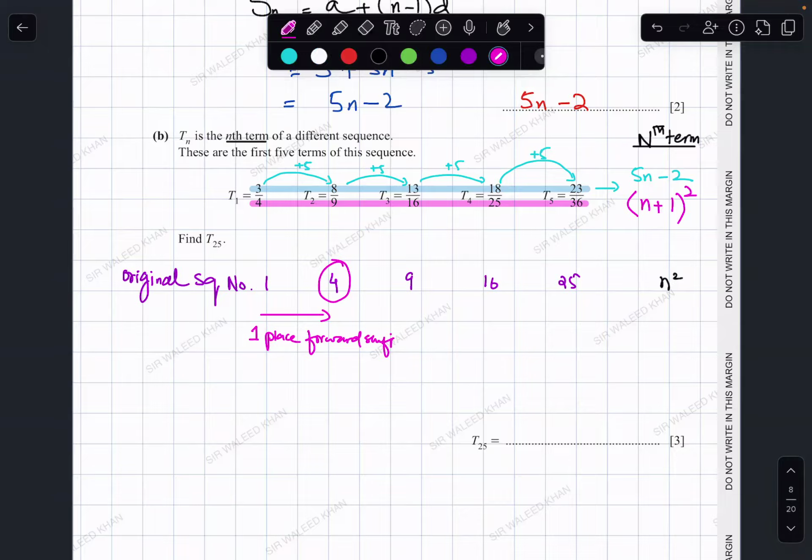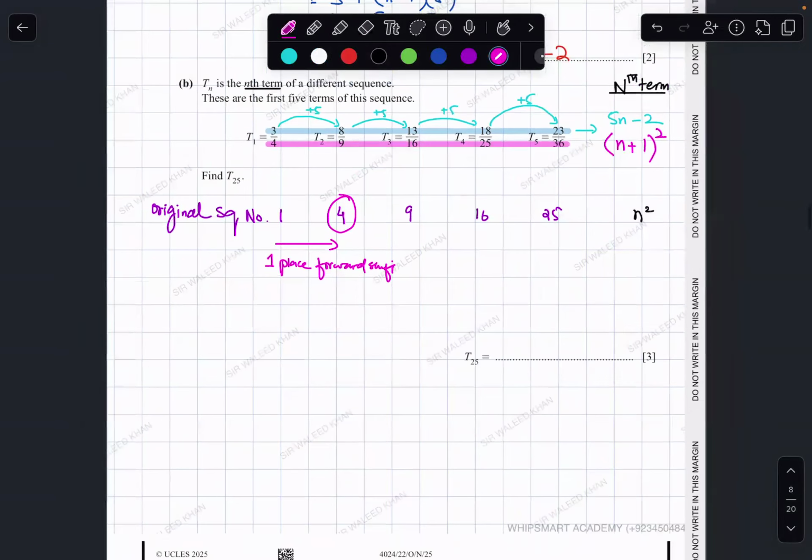Yes. So now we have the formula for this sequence. What is that? 5n minus 2 over n plus 1 whole square. Exactly. Can you figure out the 25th term now? Yes. Figure it out, Rishi.